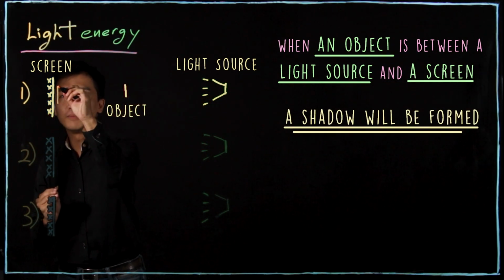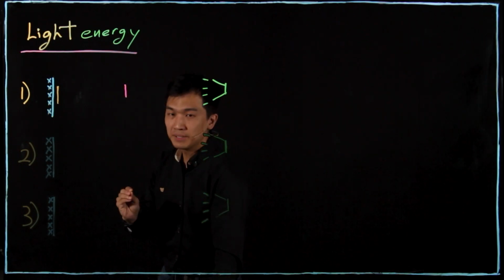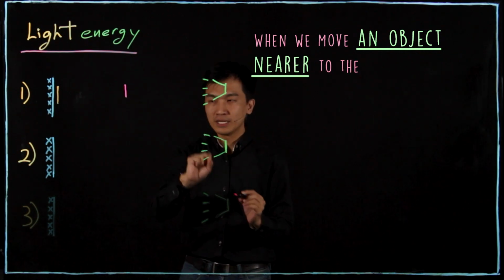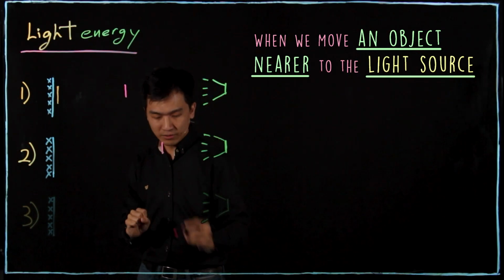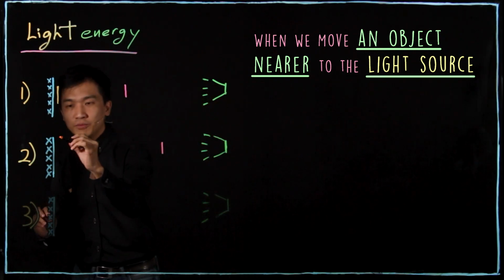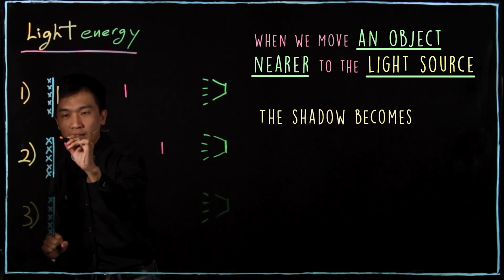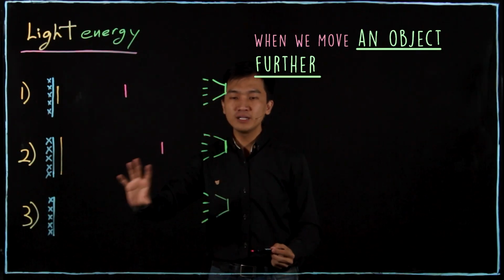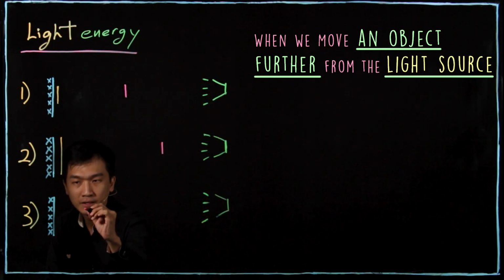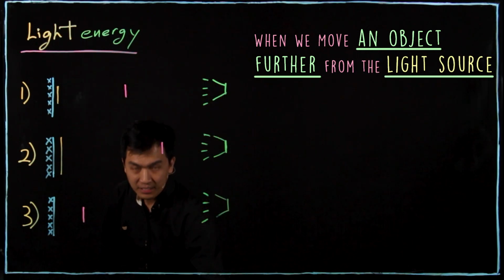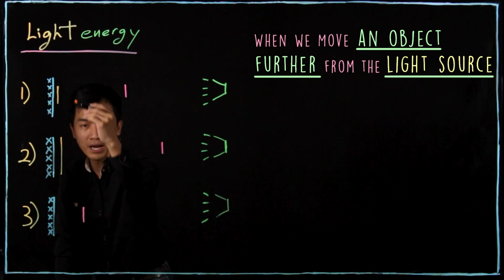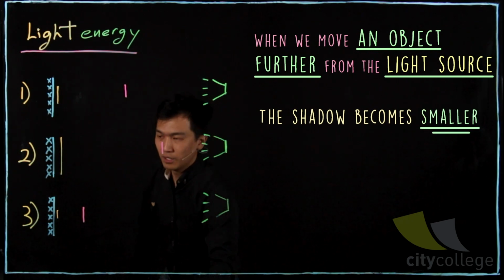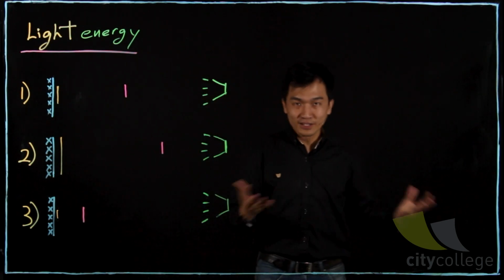shadow is formed. Now, what happens if we were to move the object nearer to the light source? If we move the object nearer to the light source, what we will observe is that the shadow becomes, as compared to the first one, larger. What happens if we move the object further away from the light source? What we will observe is that the shadow, comparatively, will become smaller.